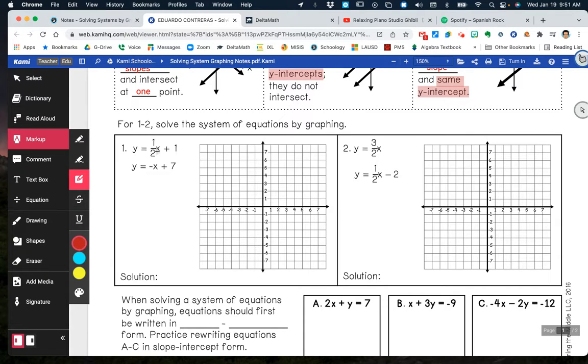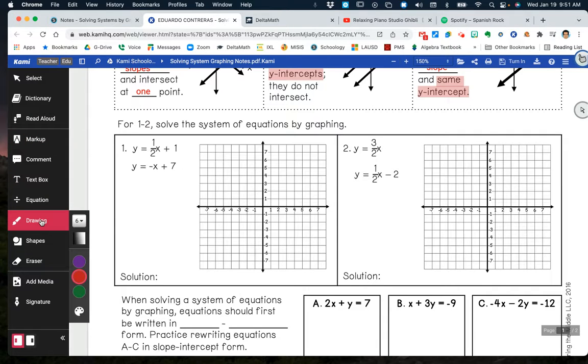So if I replace x with 0, what's 1/2 times 0, guys? 0. What's 0 plus 1? So that's telling me start at 1. So remember, the quick way is to see what number is being added or subtracted, and that's the starting number on the y-axis. So we're going to start at 1, okay? So let's go to 1.